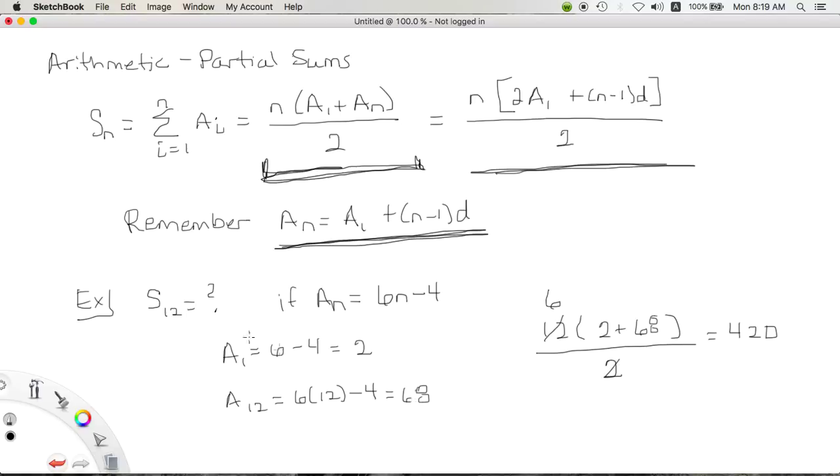So find your first term, find your 12th term, and then use this formula. If you don't have an explicit formula and you just have a list, and you can find your common difference and find your first term, then it's obviously easier to use this one. So that's how you find an arithmetic partial sum. Just make sure you know those formulas.